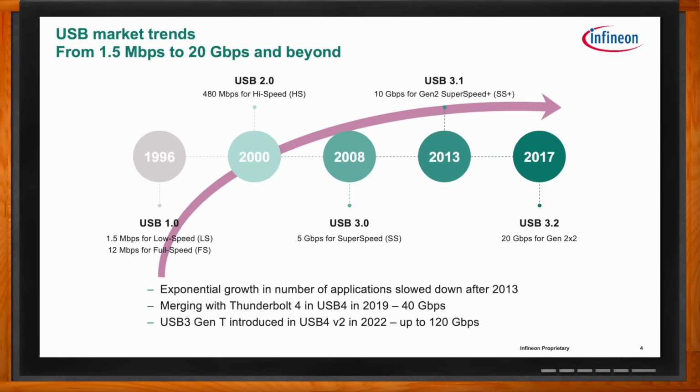And USB just continued to advance its spec by combining Thunderbolt 4 into USB 4 in 2019. That increased the speed to 40 gigabits per second in total. And in 2022, USB 4 advanced to USB 4 version 2 with Thunderbolt 5 support. Now, this was the time they introduced the USB 3 Gen T concept, which tunnels the USB data up to 120 gigabits per second of speed.